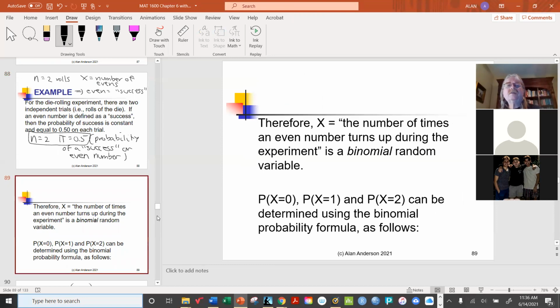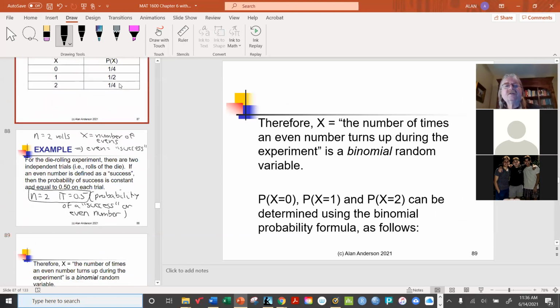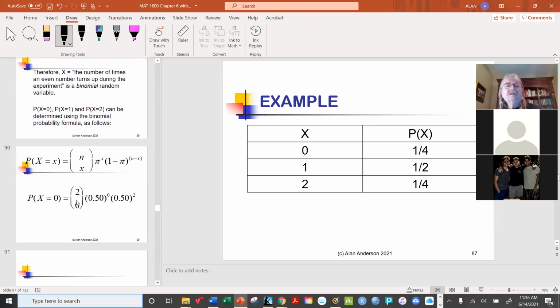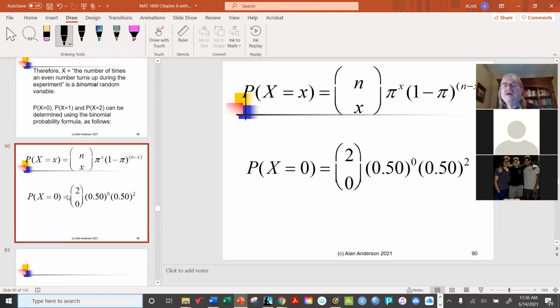Now, the rest is, what numbers are we trying to calculate the probabilities of? We want to reproduce this entire probability distribution and basically prove that these probabilities are correct. So we'll do all three of these. We'll start with the probability that x equals 0. First we plug everything in. Remember, n is 2, x is 0, pi is 1/2.